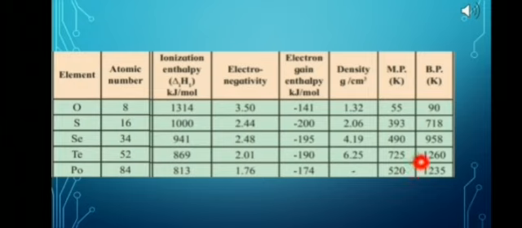The large difference between the melting and boiling points of oxygen and sulfur is due to the existence of oxygen as a diatomic molecule and sulfur as an octaatomic molecule. So oxygen is a gas while sulfur is a solid. And as I said, the melting point and boiling point of polonium are lower than that of tellurium.